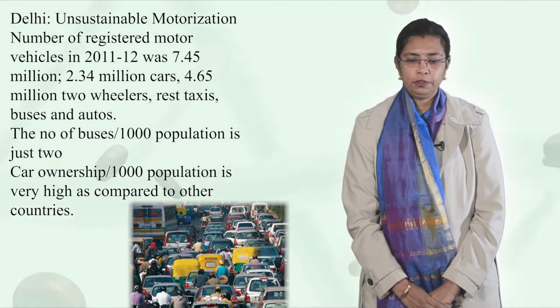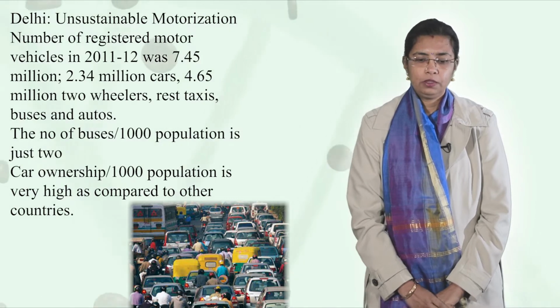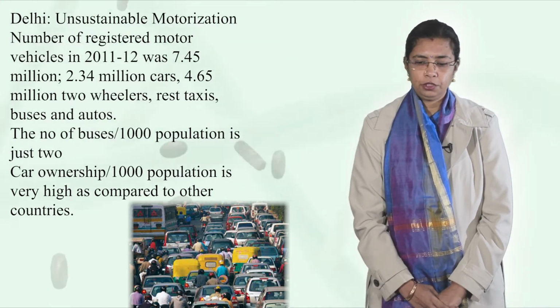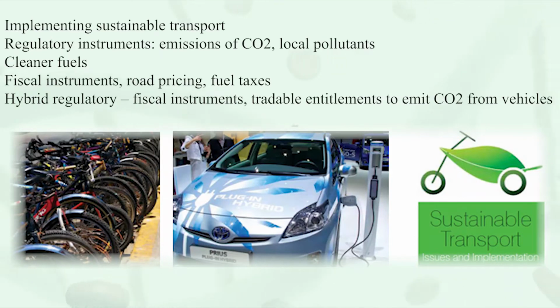The number of buses per 1000 population was just 2. The car ownership per 1000 population is very high as compared to other countries, for example Singapore. So, this is a classic case of unsustainable motorization, and we need to shift to sustainable development means. So, we need to implement sustainable transport.